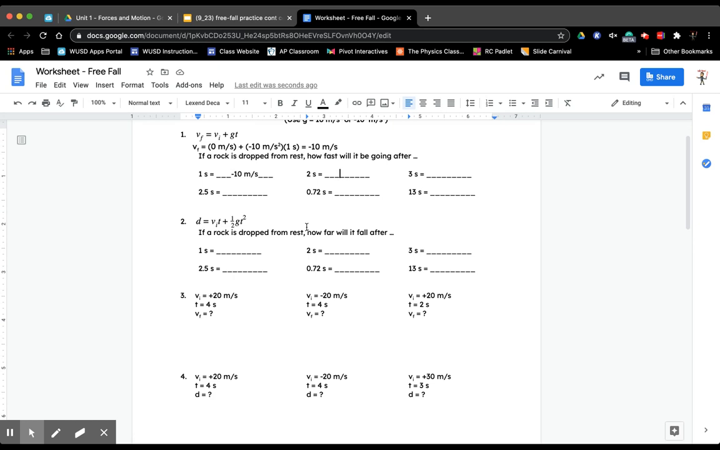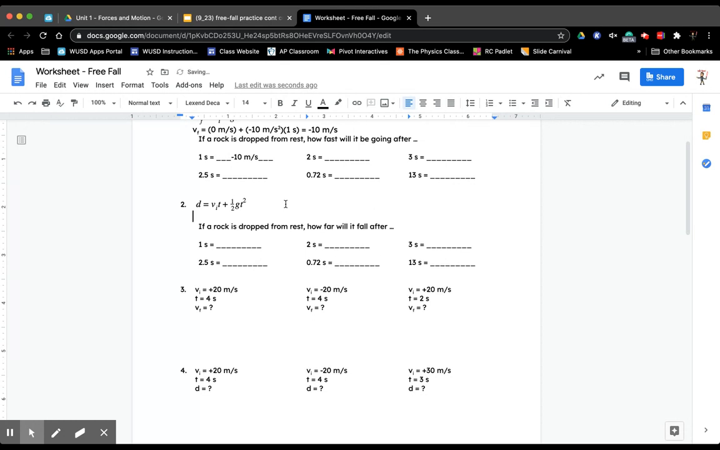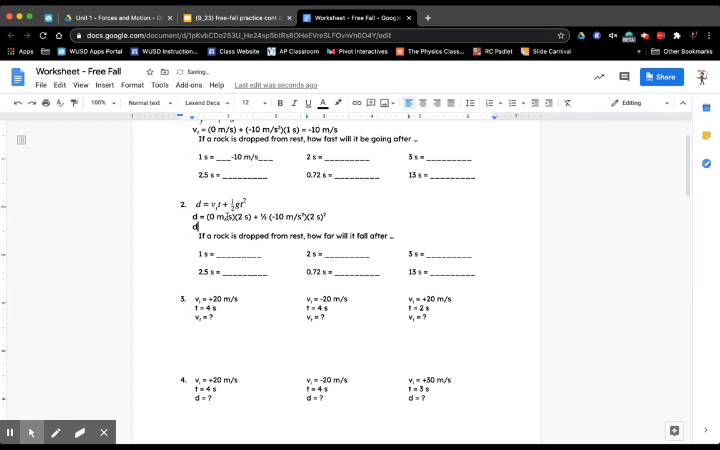So a rock is dropped from rest. Let's do number two. How far will it fall after a certain amount of time? Okay, so let's do 2 seconds then. We'll say D is equal to, same thing as before. I'm thinking my font might be a little too big. It starts from rest again, so 0 meters per second multiplied by 2 seconds as the time, plus 1/2. We'll stick with negative. And then we'll do time squared. Okay. That works itself out too.